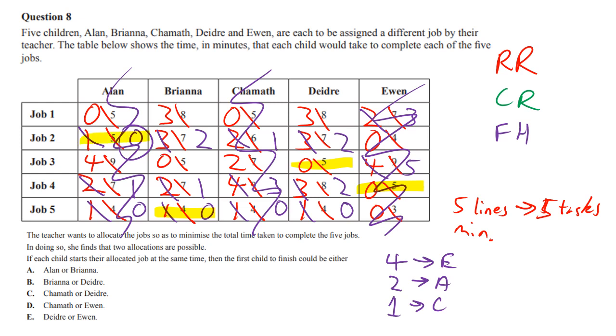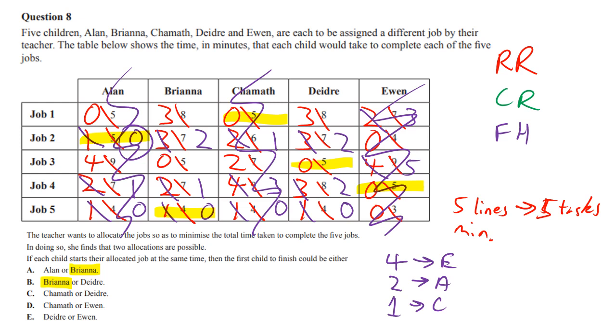There's a 5 hidden underneath there, and 1 goes to C. There's a 5 under. So everyone's 5 in the yellow allocation except for Brianna. So it's definitely going to be Brianna. She finishes first because she's got only 4.